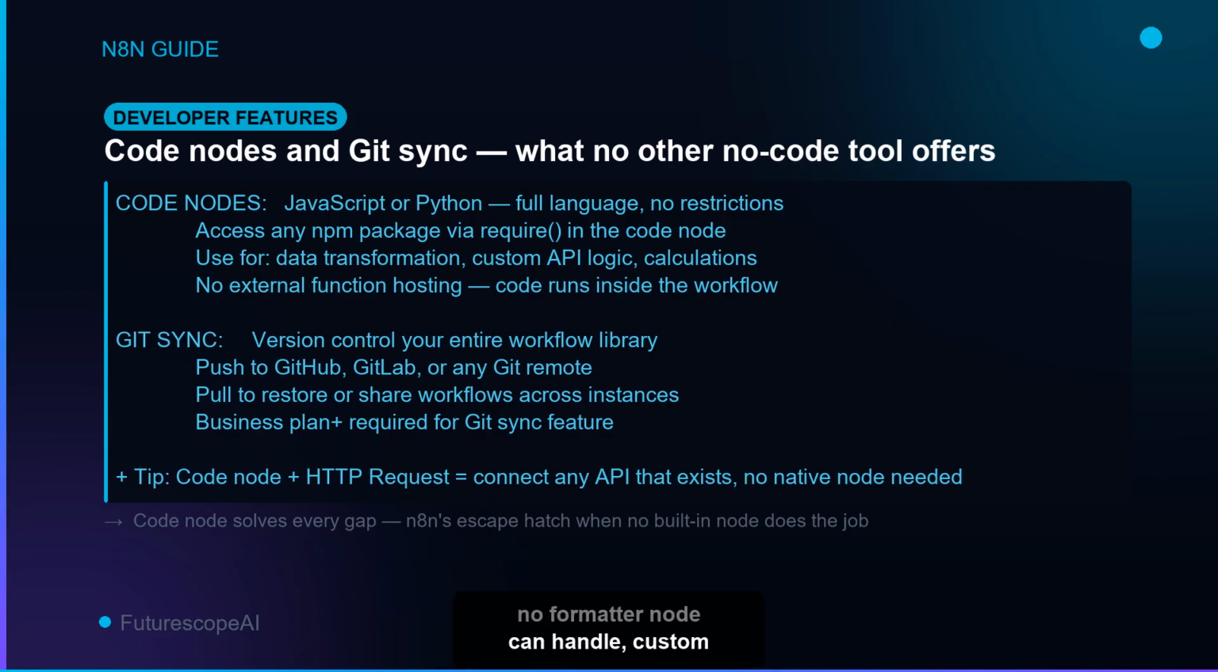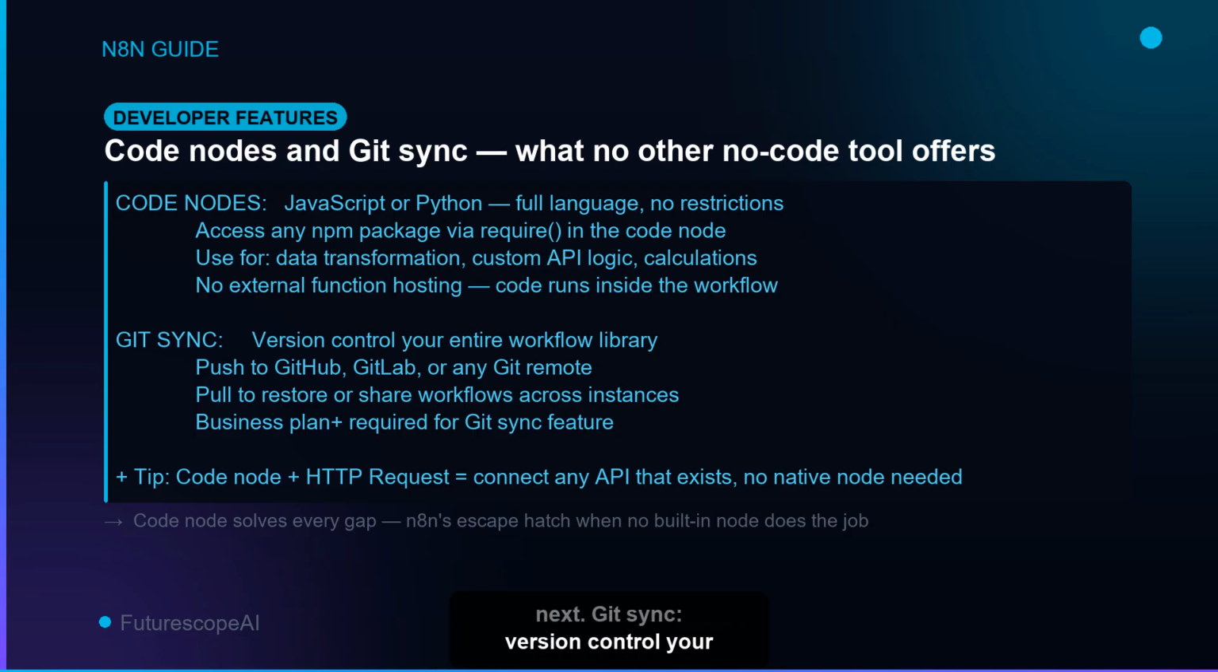Use them for complex data transformation that no formatter node can handle, custom API authentication patterns, calculations and business logic that need code rather than visual configuration, and anything else that falls outside what the native nodes do. There is no need to host a separate function, build a separate microservice, or call an external Lambda. The code runs inline in your workflow, receives the data from the previous node, and passes transformed data to the next.